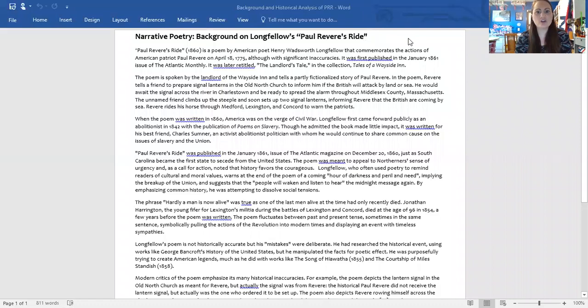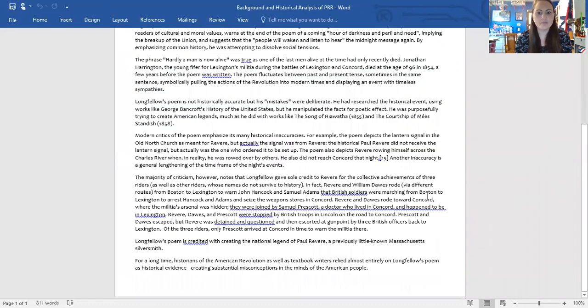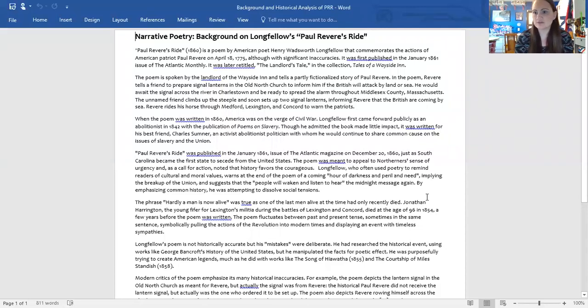Okay, so this article I actually found on Henry Wadsworth Longfellow's page, and this is narrative poetry background on Longfellow's Paul Revere's Ride. And you noticed in the video that it was also called The Midnight Ride of Paul Revere. So sometimes the titles of poems change. This is a really old poem, as you'll see, but we're talking about the same poem here.